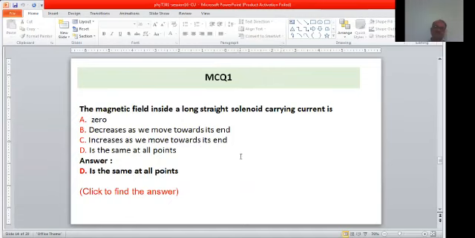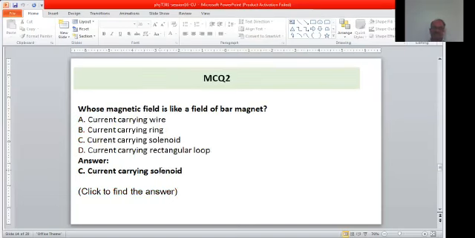Then you'll go for the MCQs. The magnetic field inside a long straight solenoid carrying current is the same at all points. That means when the solenoid has a sufficiently long length, at that time what happens? The magnetic field slightly varies only at the ends, but well inside the solenoid it is uniform. So therefore, the magnetic field inside a long straight solenoid carrying current is the same. The answer is: it will be the same at all points.